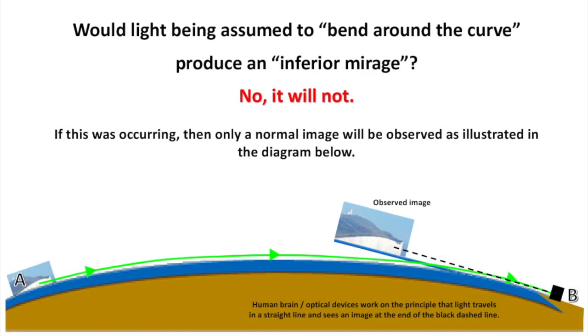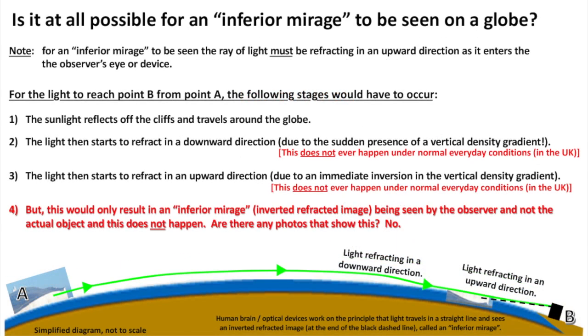Would light being assumed to bend around the curve produce an inferior mirage? No, it will not. If this was occurring, then only a normal image will be observed as illustrated in the diagram below. Is it at all possible for an inferior mirage to be seen on a globe? Note, for an inferior mirage to be seen, the ray of light must be refracting in an upward direction as it enters the observer's eye or device.